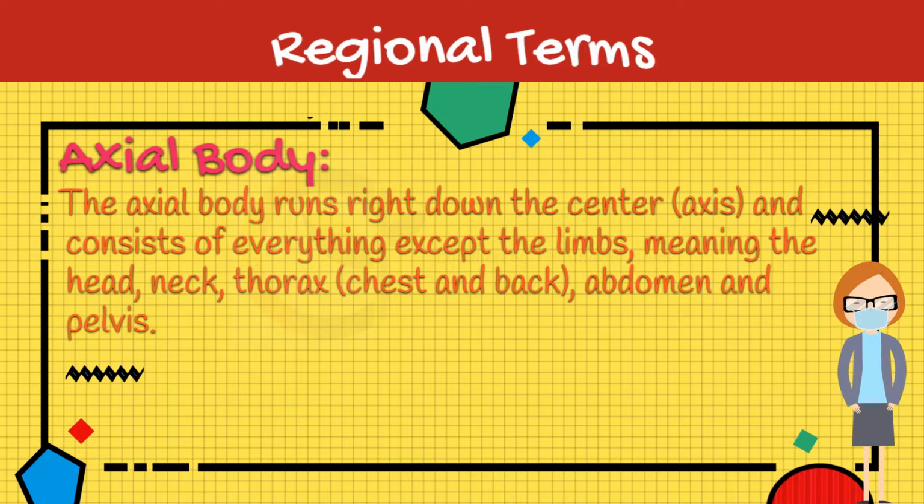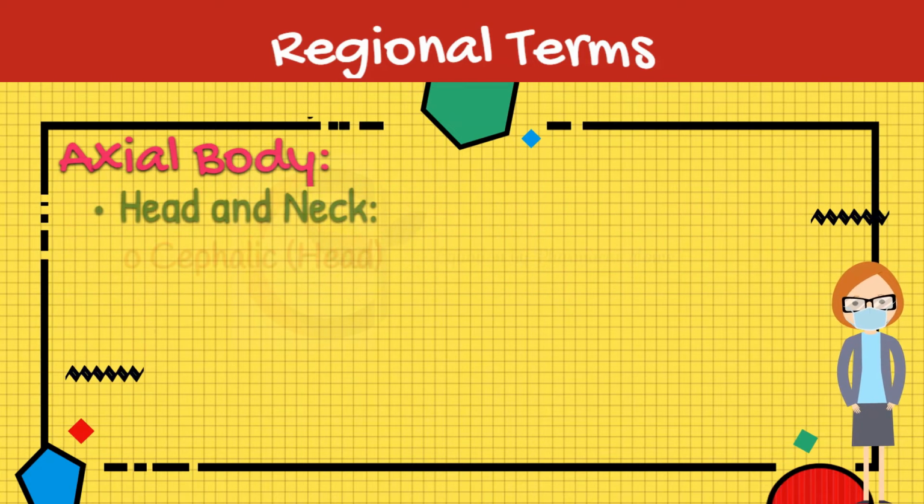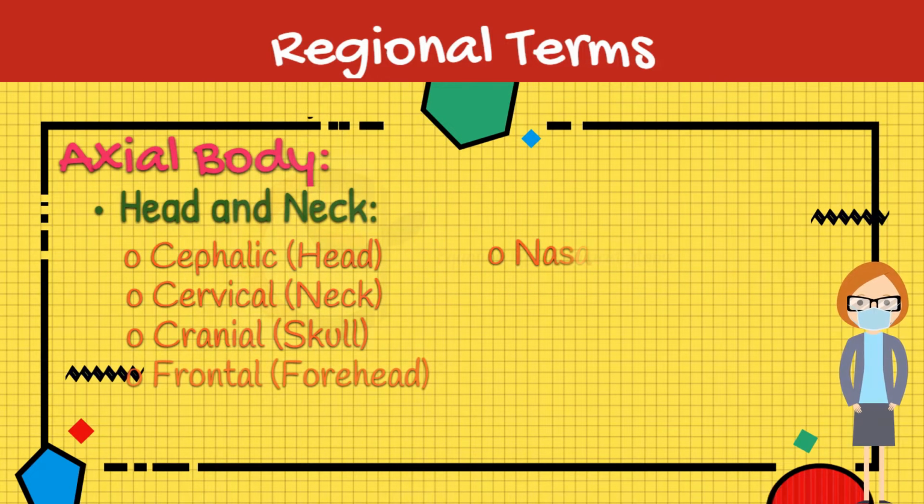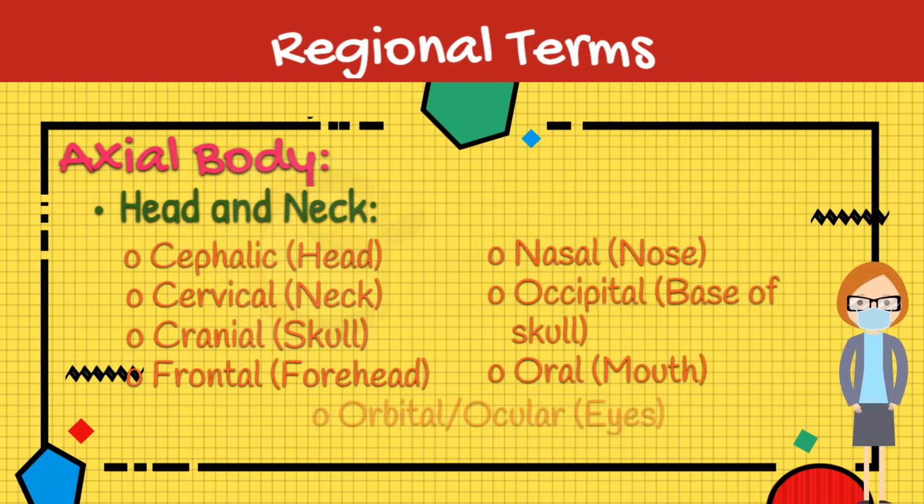The main regions of the axial body include head and neck. It involves cephalic, relating to head; cervical, relating to neck; cranial, relating to skull; frontal, relating to forehead; nasal, relating to nose; occipital, relating to base of skull; oral, relating to mouth; and orbital or ocular, relating to eyes.